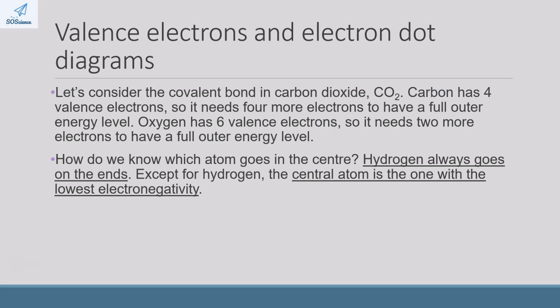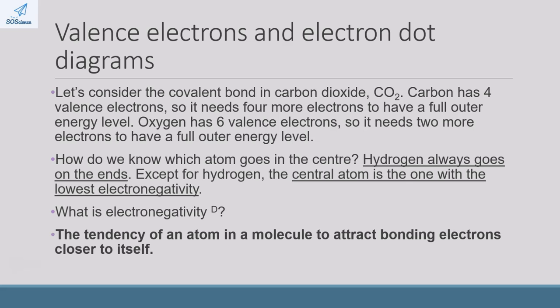How do we know, first of all, which atom goes in the center? Now, when hydrogen is involved, which it is not in this case, hydrogen always goes on the ends. But aside from hydrogen, the central atom is the one that has the lowest electronegativity. Now, what is electronegativity? This is a definition that you do need to know in grade 10, but we don't really work with electronegativity very much in grade 10. It's more part of your grade 11 syllabus. But here's the definition.